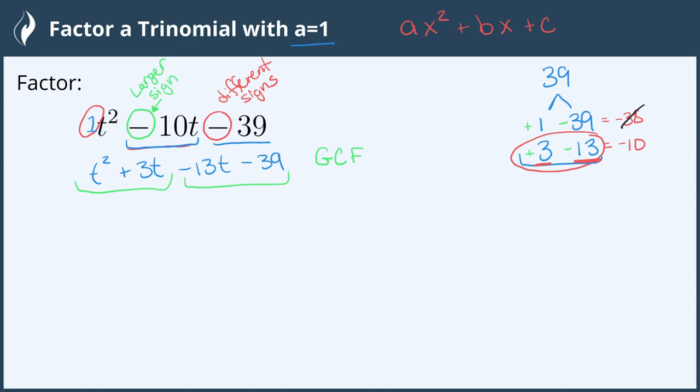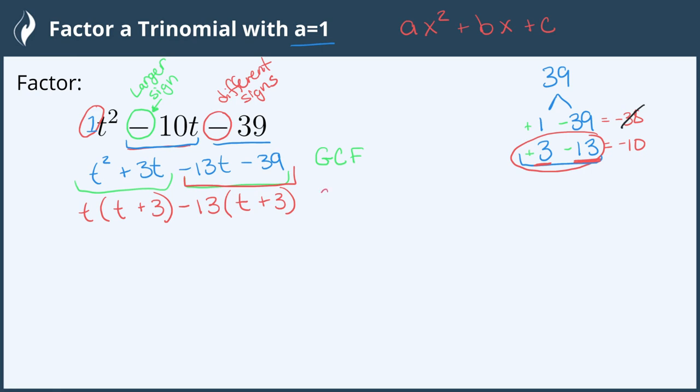So now in our first two terms, I can see that the greatest common factor is a t. So I'm going to take the t out, and I kind of curved mine so that it doesn't look like an addition sign. t squared divided by t is t, and then positive 3t divided by t gives us positive 3. And then the greatest common factor between negative 13t and negative 39, because they're both negative, will be negative, and they're both divisible by 13, leaving us with t, and this is plus 3, because negative divided by negative is positive, and 39 divided by 13 is 3.